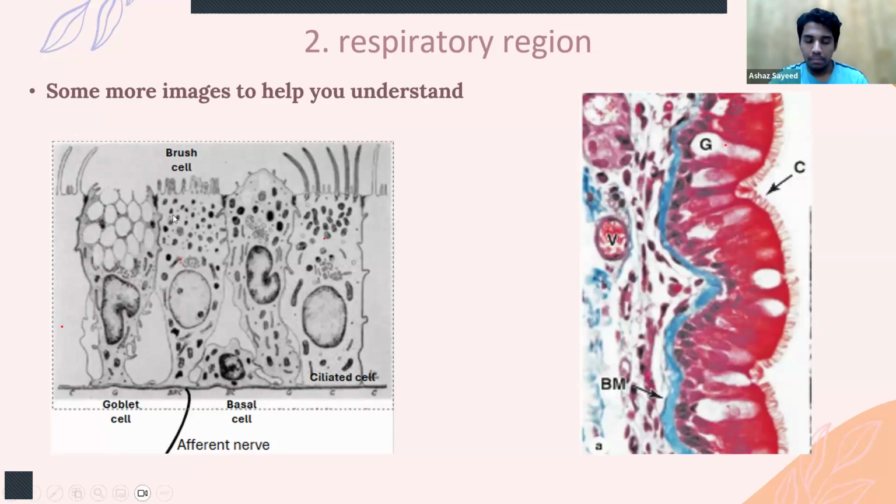Brush cell: if you want to identify a brush cell, just know that it has an afferent nerve connecting to it. Okay. Basal cells, they're pretty far down. Ciliated cells, these are the common cells you have. All the cilia you see, that's because of these ciliated cells. They cover the entire span of the epithelium. And this is another image to help you understand.